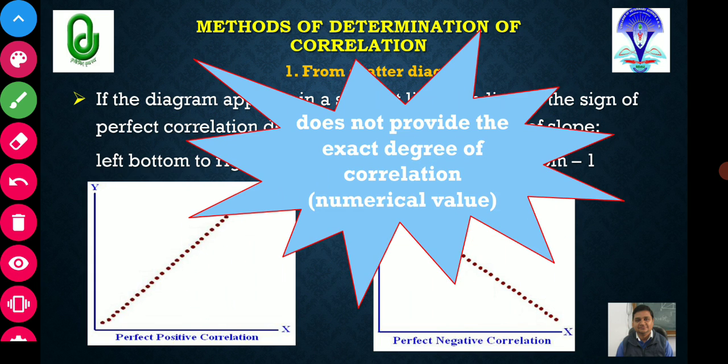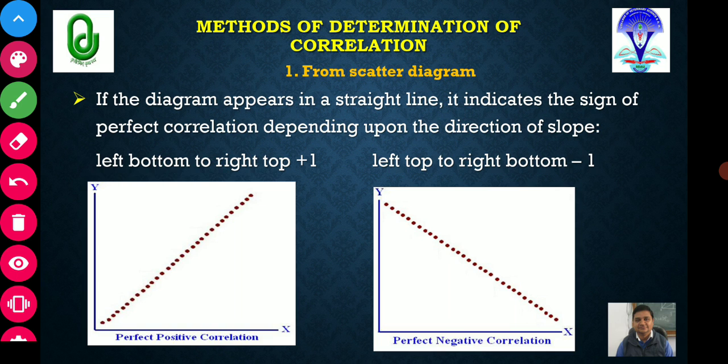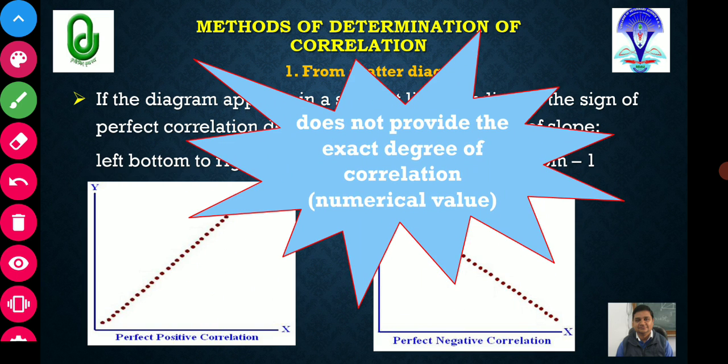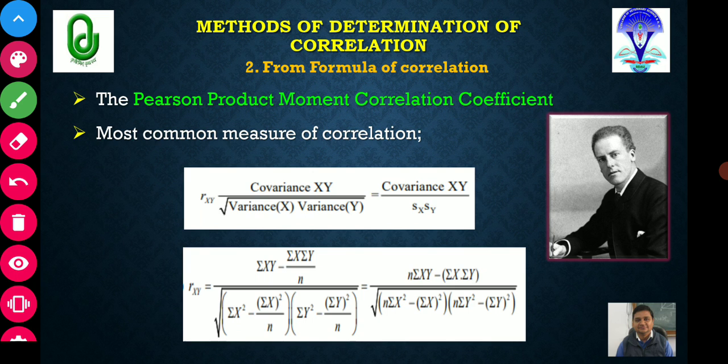But I have told you earlier, this scatter diagram will not provide the exact degree of correlation. That means you will not get any numerical value. So the strength of association, the strength of correlation between the two variables, you will not be able to determine with the help of the scatter diagram. For that you have to look at the formula.